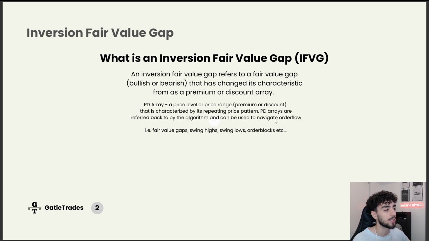It's very specific because it is an inversed PD array. A fair value gap is the original PD array, and an inversion fair value gap can only form if we change the characteristic of a previously existing fair value gap.